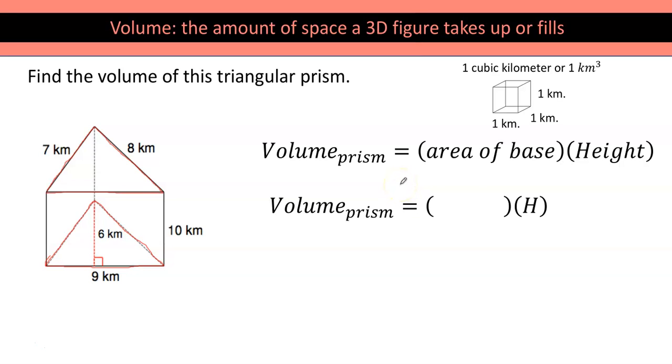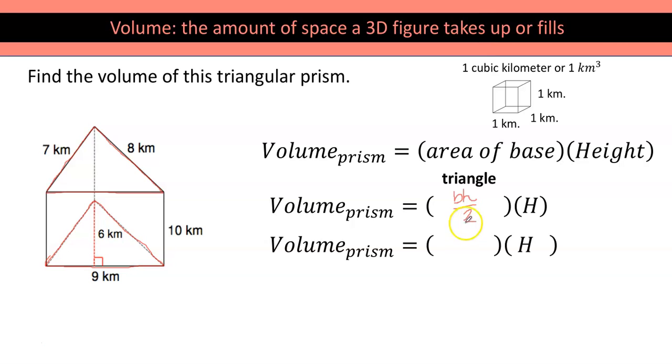So since we figured out that this was a triangle for the base, we need to fill in the formula for the area of a triangle. In the next step, we need to determine the base and the height. So let's look over here at our drawings. We could look at this triangle. We could also examine this triangle.